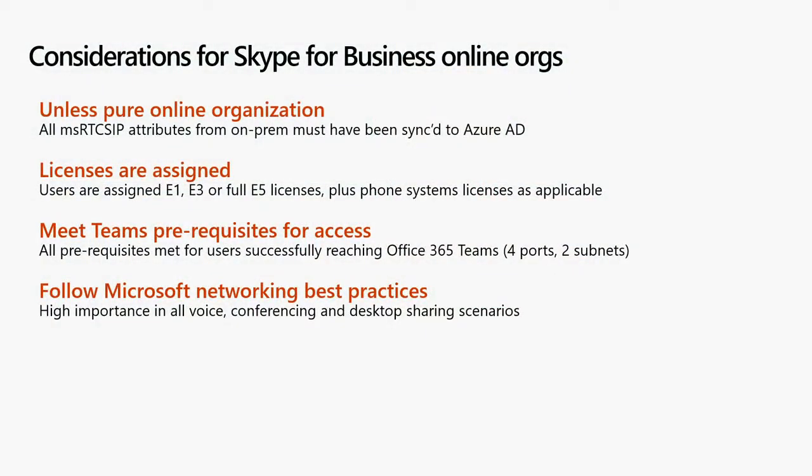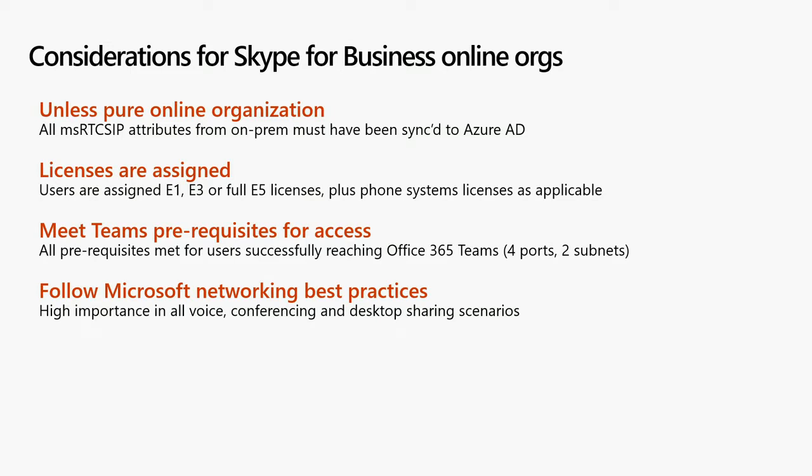Unless you are a pure online organization, which most of the folks coming to Ignite are not, you have an on-premises Active Directory architecture, and you have to sync that to Office 365. It's not a strict Teams requirement, but an Office 365 requirement. Who knows what MSRTCP SIP attributes are, by show of hand, or what they are used for? Okay, so I guess it's worth a few sentences on why it is needed.